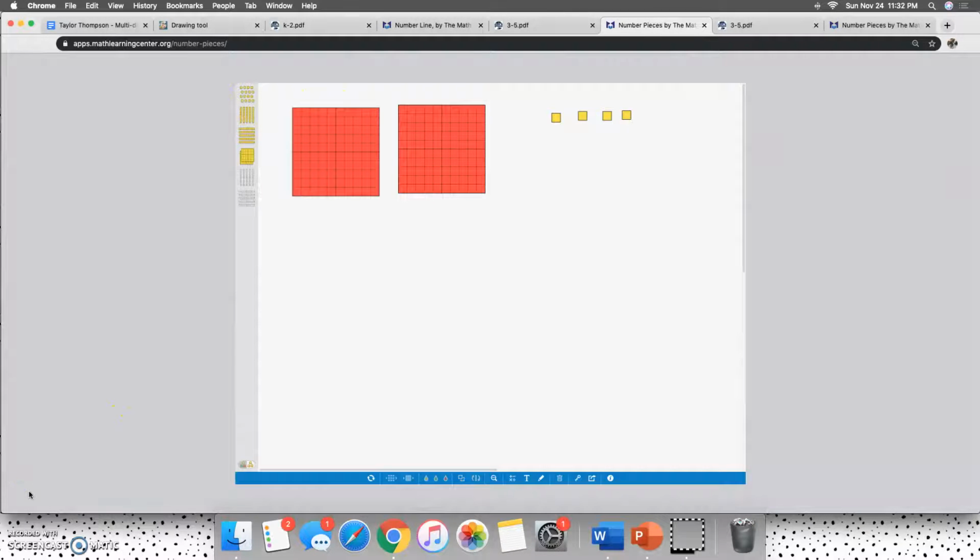Going back to the problem, I know that I have to take 78 from 204, but I don't have enough ones to take away in the ones place. So I only have 4 ones, but I need to take away 8. I physically do not have enough to do that. Therefore, I'm going to have to regroup.